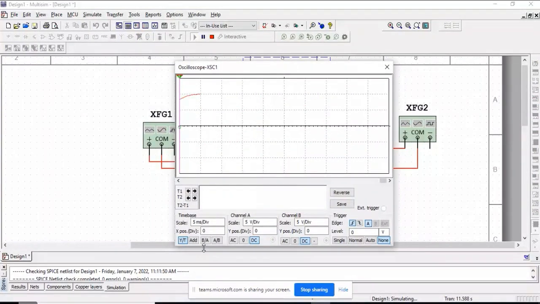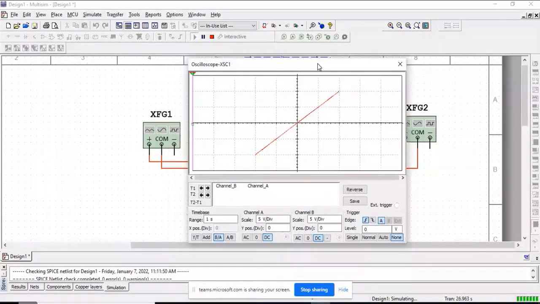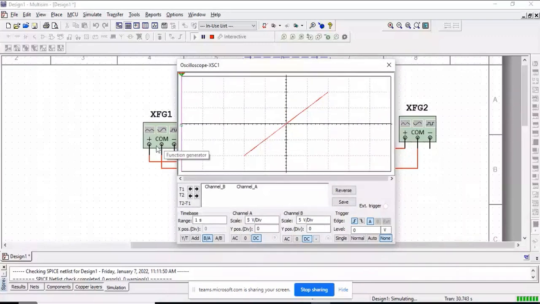Be careful. If Y by T is selected, you will not be able to see the Lissajous figure. So you have to click on B by A, and you will be able to see the Lissajous pattern. This is the straight line. A straight line will only appear if the frequency is the same at the input side and output side, or the phase difference is either 0 degree or 180 degree. If you use 180 degree phase shift, only the orientation of the straight line will change.